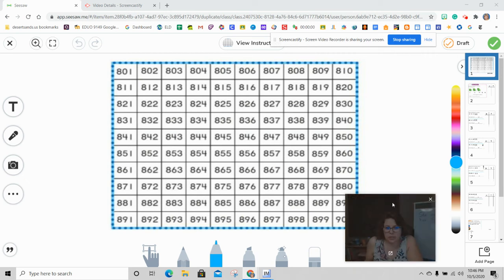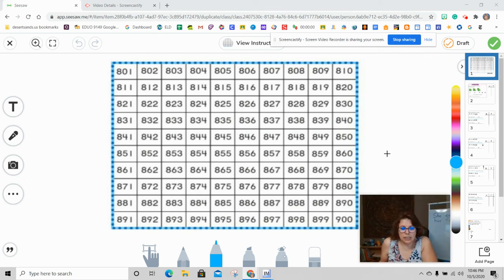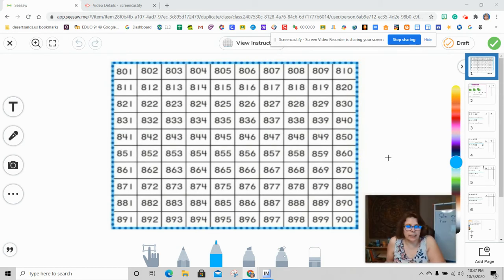Okay, boys and girls, today we're going to be working with chapter 2.10, and it is number patterns. So we're going to be looking at patterns in our numbers. We're still talking about the place value, the hundreds place, the tens place, and the ones place. So keep that in mind.